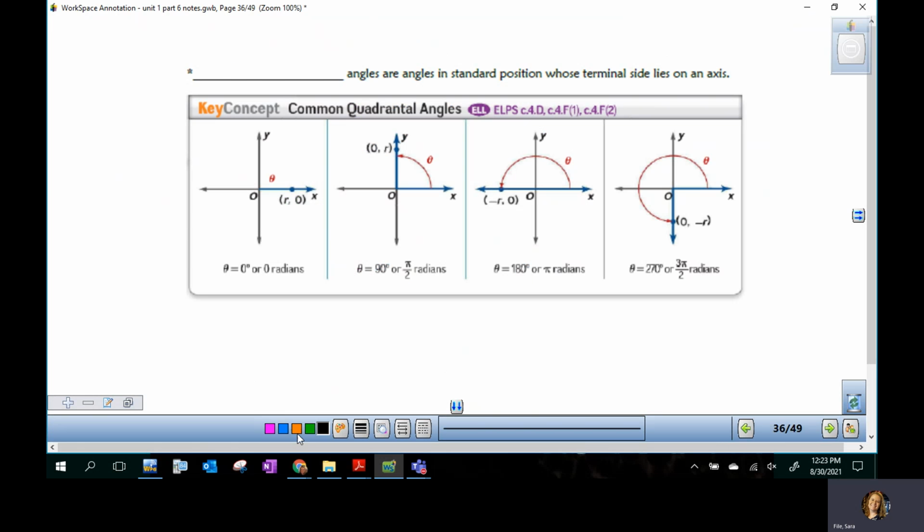Now, I've referred to these. We just hadn't had them formally written in the notes, so now we will. Quadrant angles. Those are the angles in standard position where the terminal side is on an axis, on the x or y axis. So that's 0, 90, 180, 270, and then 360 would be as well. Okay, so if the terminal side is on an axis, we refer to that as a quadrant angle.